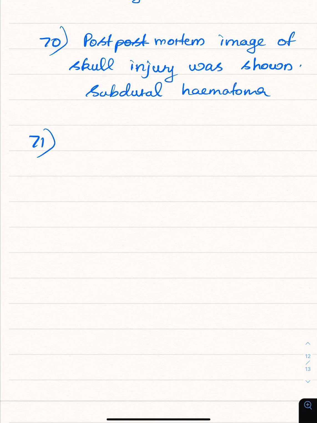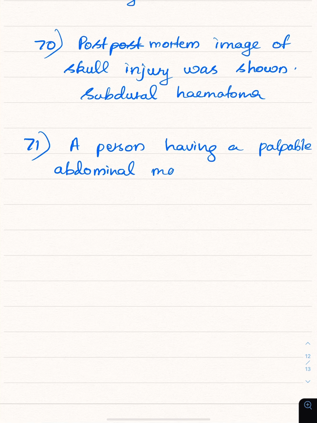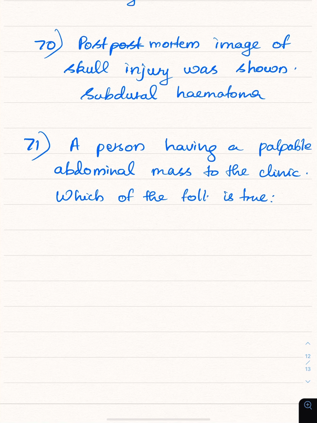Moving on to the next question. A person having a palpable abdominal mass came to the clinic. Which of the following is true? So the other options are all false. I basically don't remember. The correct answer is it can be easily differentiated from symptomatic gallstone.